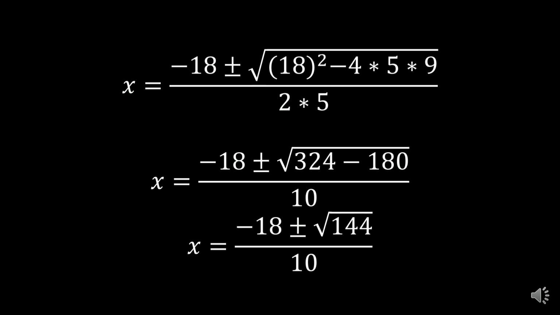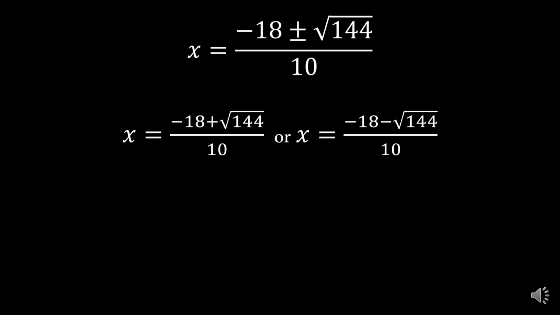So this expression can also be written as x is equal to minus 18 plus or minus square root of 144, over 10. At this stage it can be broken into two, one carrying the positive representation and one carrying the negative representation because of this plus or minus. So it is written as x is equal to minus 18 plus square root of 144 over 10, or x is equal to minus 18 minus square root of 144 over 10. And the square root of 144 is 12. So minus 18 plus 12 will give me minus 6.